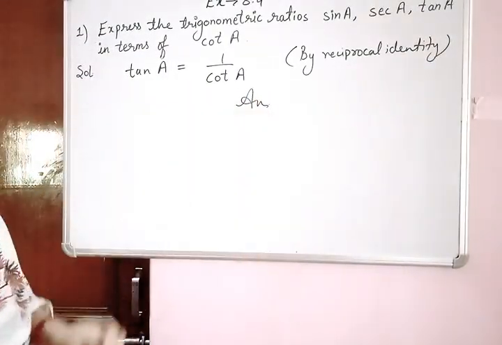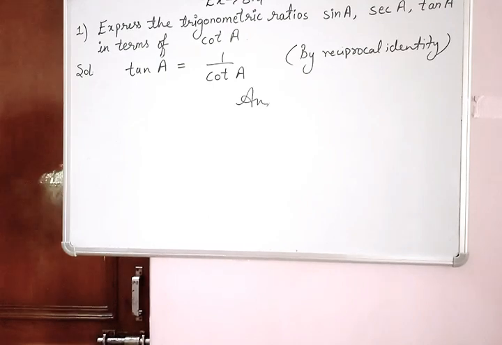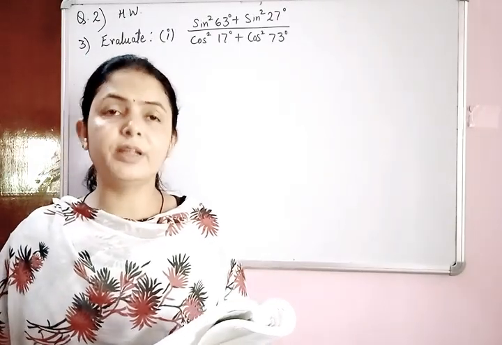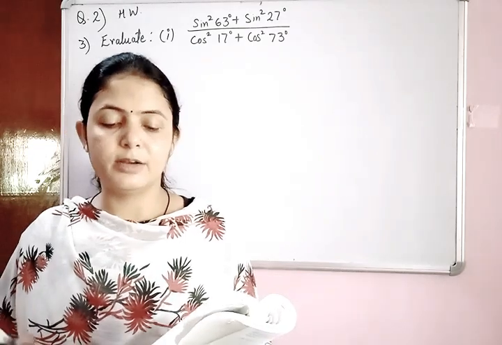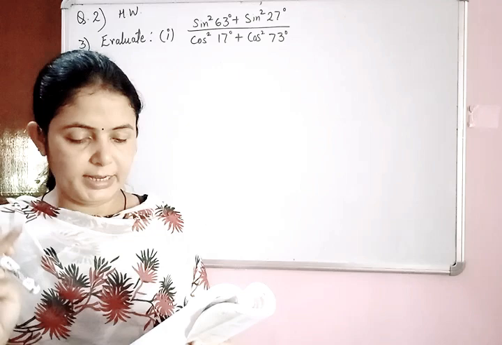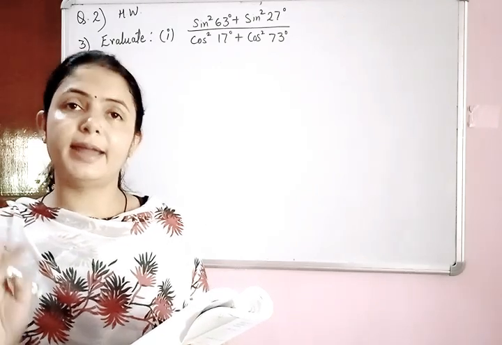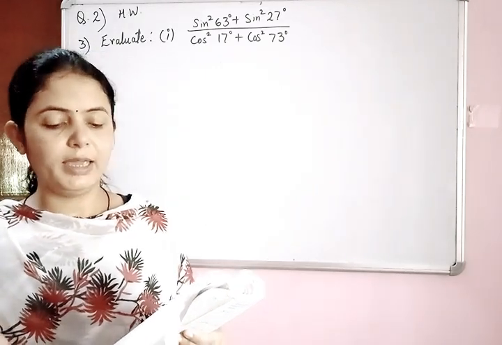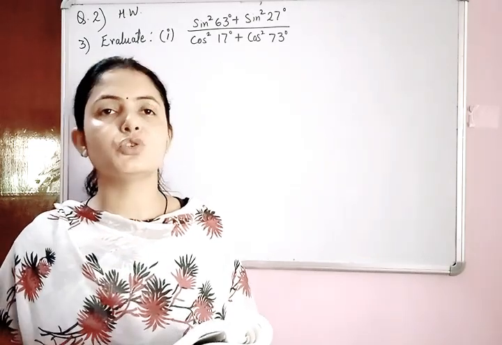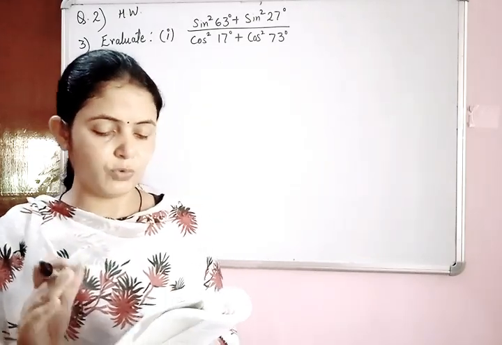Now let's start question number 2. Question number 2, write all the other trigonometric ratios of angle A in terms of sec A. So you have to convert sin A, cos A, tan A, cosec A and cot A in terms of sec A. So this question number 2 is your homework. You have to try this.